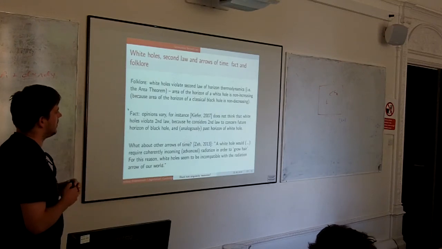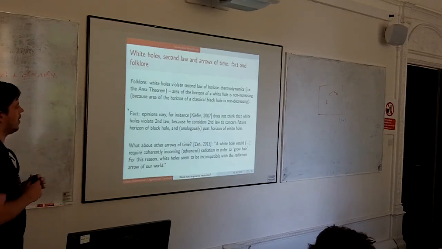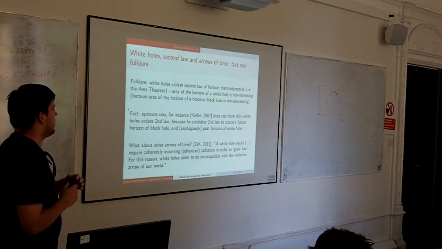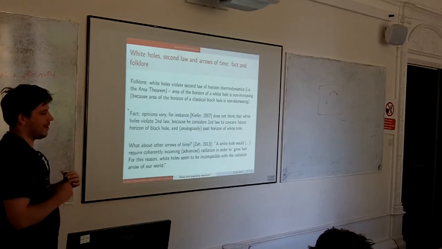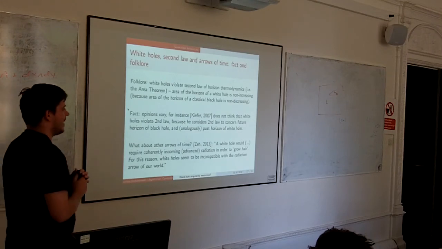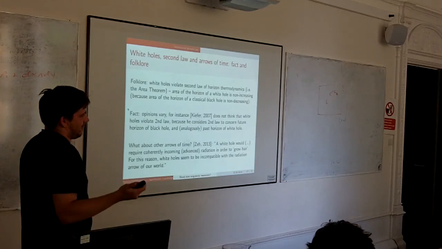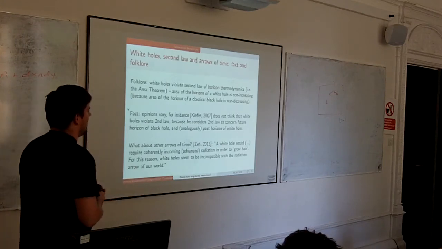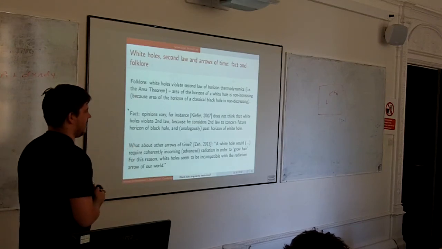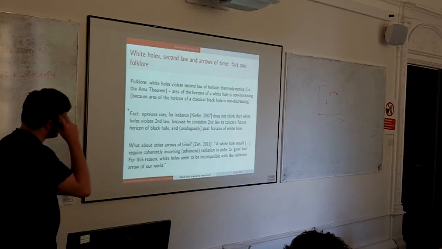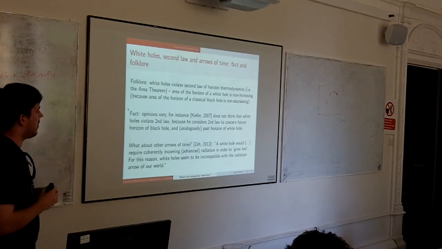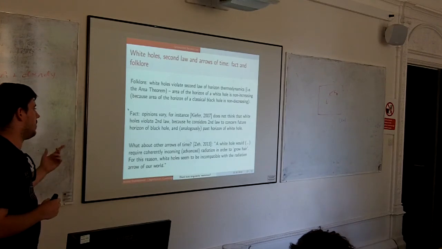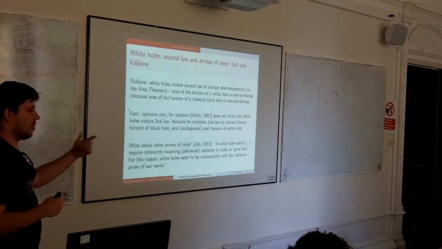So for instance, Klaus Kiefer doesn't think that white holes violate second law, because he considers second law to be a statement about future horizon of a black hole and past horizon of a white hole. And so, if so, sure. Why would we expect that future horizon of a white hole satisfies the area theorem? And there are some concerns about other arrows of time. So, for instance, they argue that white hole would require coherently incoming advanced radiation in order to grow hair.